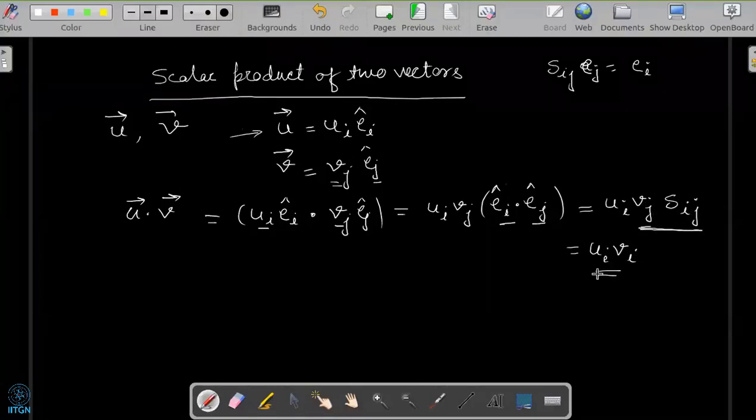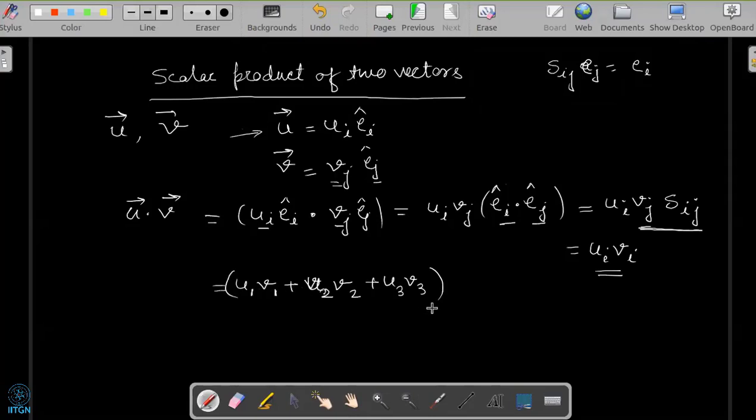When you do the dot product of two vectors using the expanded form, you get the same expression as we get using index notation, u_i v_i. So this indicates that if we handle the summation convention and index notation very carefully, the same operation done in expanded form can be done with indicial notation as well, and both give the same result.